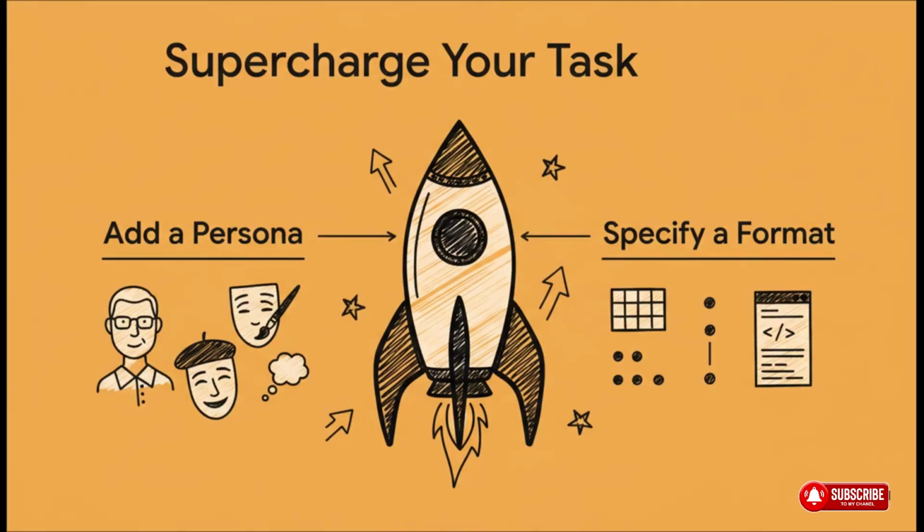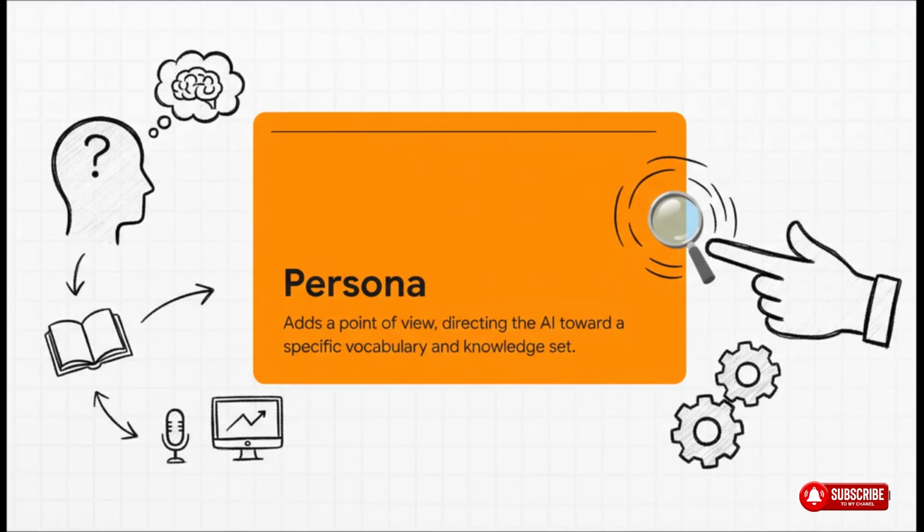But wait, we can make this even better. The course points out 2 really powerful ways to supercharge your task. First, by adding a persona, and second, by specifying a format. So, giving the AI a persona means telling it what role to play. But here's why this works so well. It forces the AI to tap into a really specific part of its knowledge.